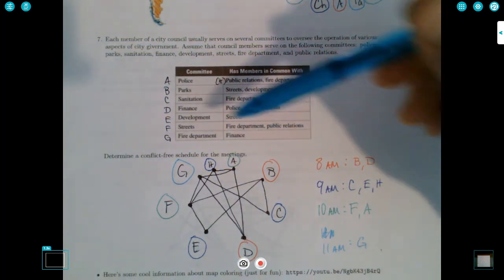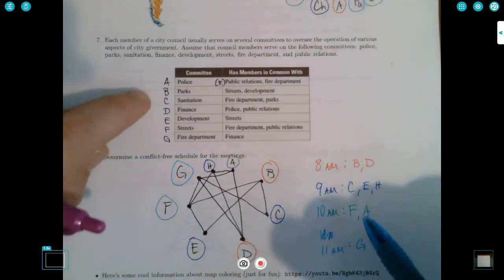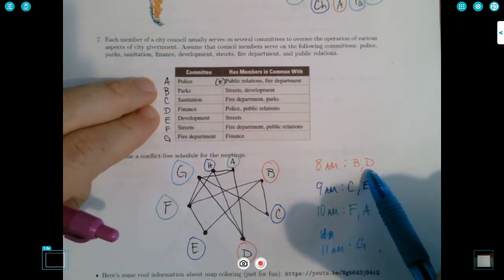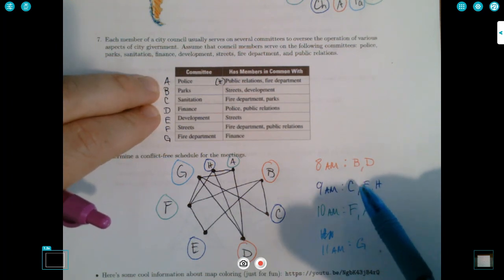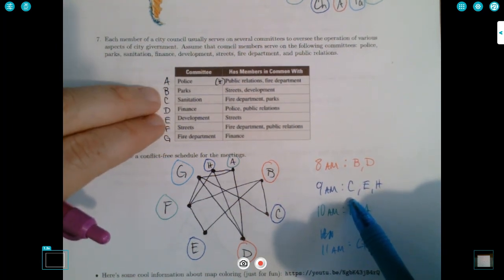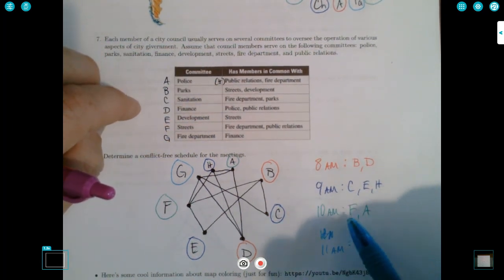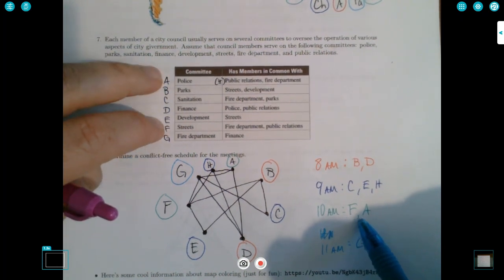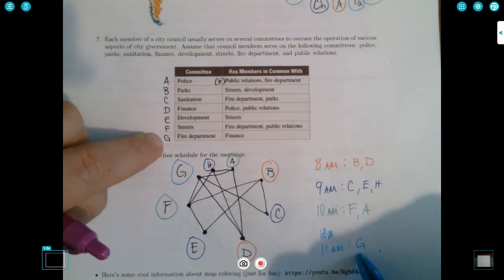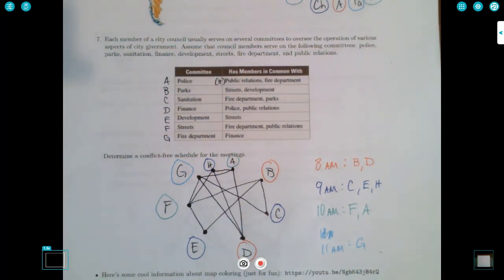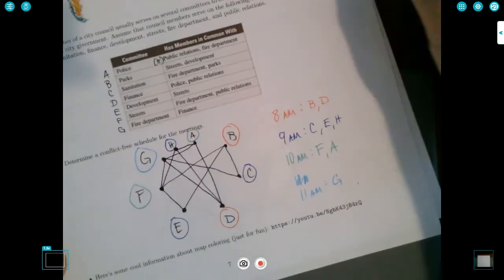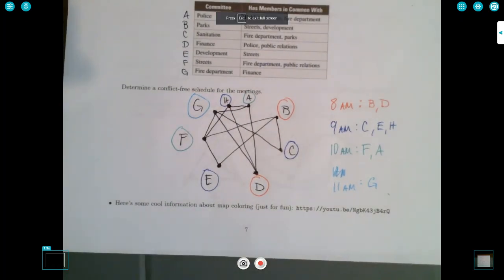And by the way, these all correspond to these letters. So the parks and finance departments can meet at the same time. They can meet at 8 a.m. The sanitation, development, and public relations departments can meet at the same time. They can meet at 9. The streets and police can both meet at the same time. They can meet at 10. And the fire department can meet at 11. Right? That would be a conflict-free schedule for the meetings. Anyway, so that's the idea. Kind of a long section, long lecture. I apologize, but that's that.